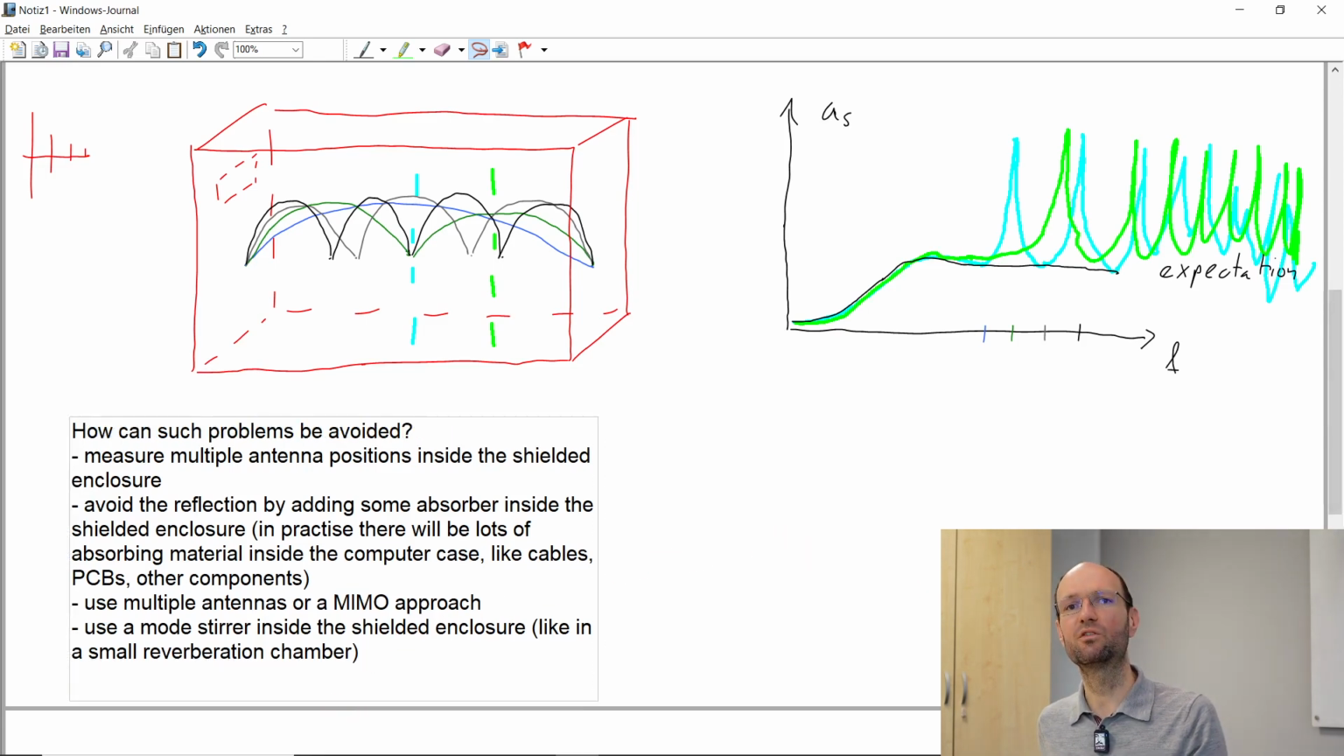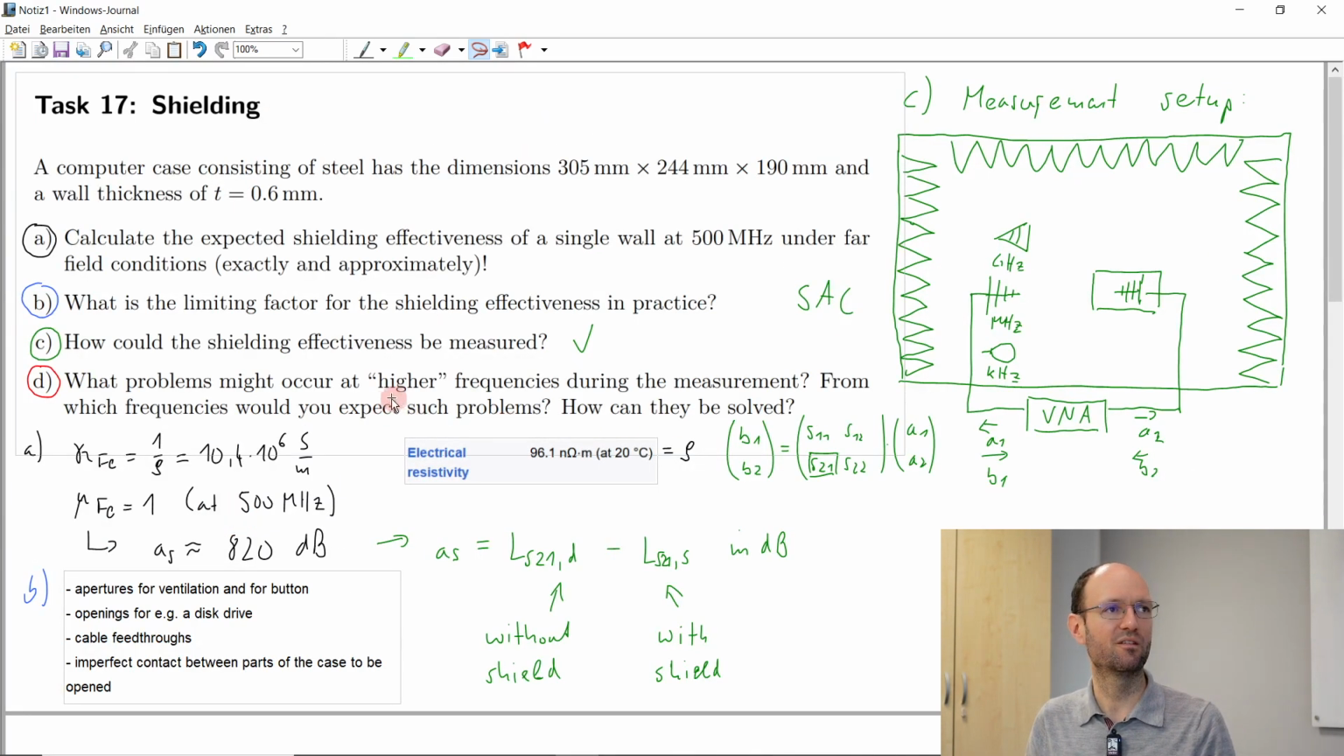So the last question that we can probably solve or discuss is, from which frequencies would you expect such problems? And how could we calculate this corresponding frequency?